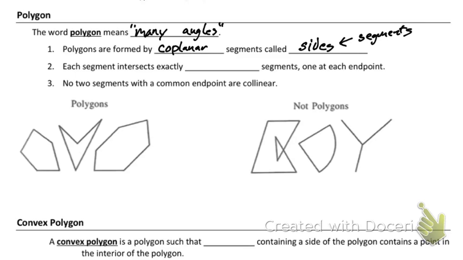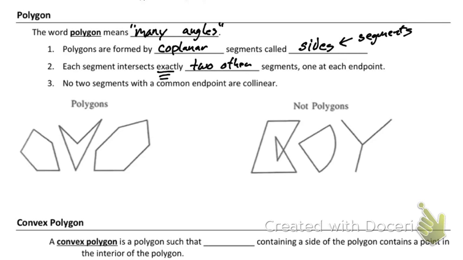All right, each segment intersects exactly two other segments, one at each endpoint. No two segments with a common endpoint are collinear. That means you don't just have a giant straight line. So these are all examples of polygons. These all have sides, and if you look at every single side, it connects with two other segments. So like this side has a segment on this end, and this one has a segment on that end.